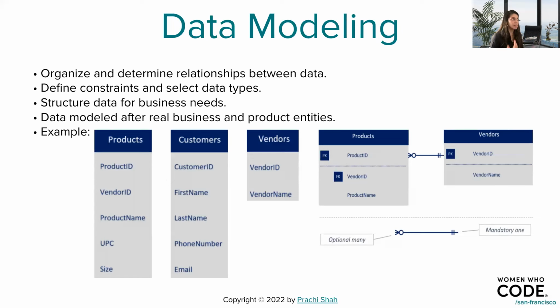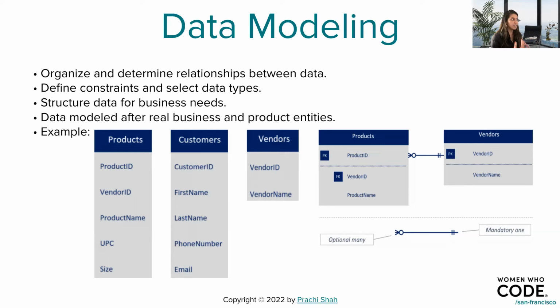So data modeling basically means you're organizing your data and you're determining the relationships between the data, right? So you'll define some kind of constraints or rules. You'll select what data type you want. Is it graph? Is it key value? Is it your very traditional row column, right? So you have to make these decisions.